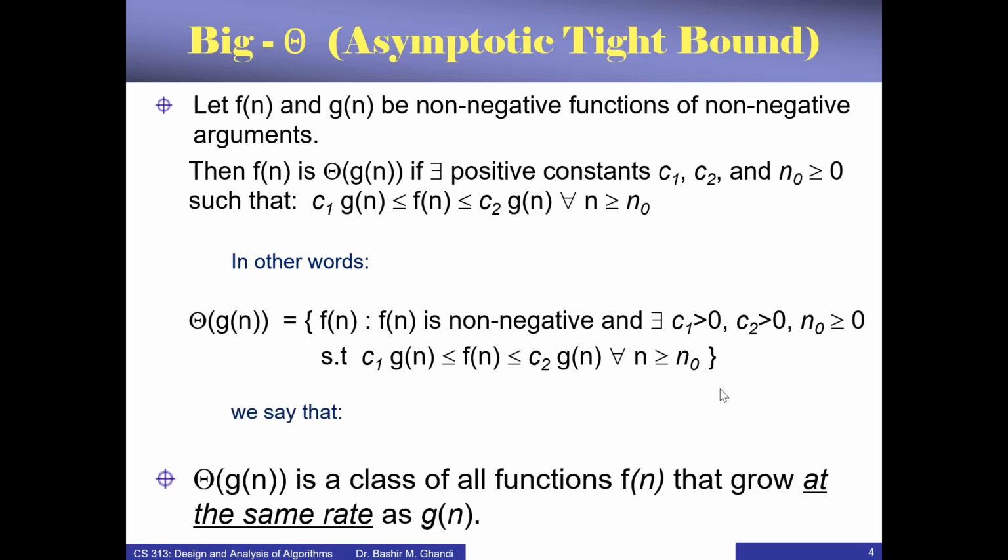Still, we can put this another way. What this means is theta of gn is a class of all functions fn that grow at the same rate as gn. So essentially we are saying fn grows at the same rate, exactly the same rate as gn. Now I know this sounds all too mathematical. They say a picture is worth 1,000 words. So let's try to demonstrate this example using a graph.